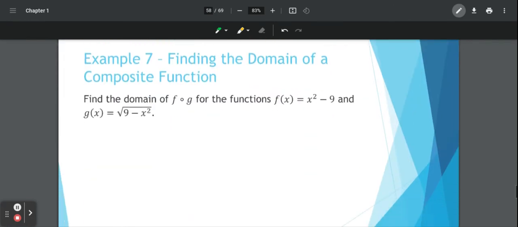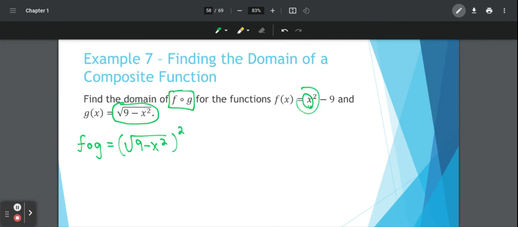So for example 7, we're going to find the domain of a composite function. And they're telling us to do the composite of f of g. So that means that we're plugging this whole function for g into this x value. So f of g would equal the square root of 9 minus x squared, that's when we just substituted in right here, and then minus 9. And so if we simplify that, we get 9 minus x squared minus 9, since the squared and the square root simplify. And so we're left with negative x squared.